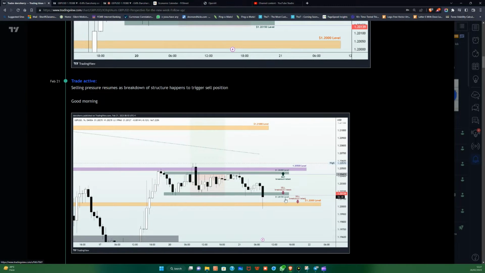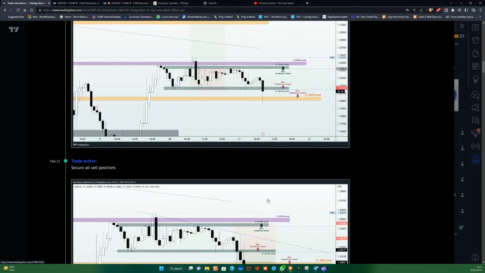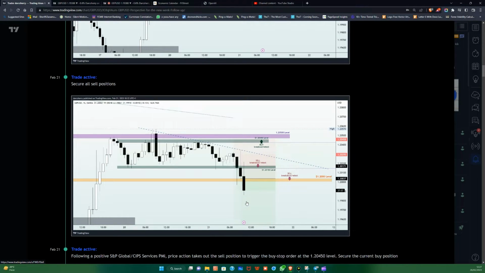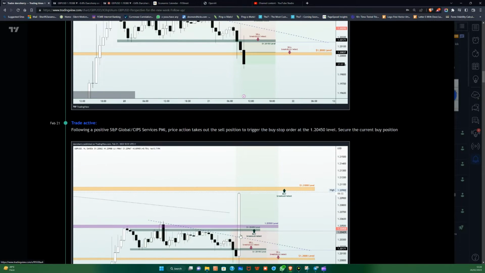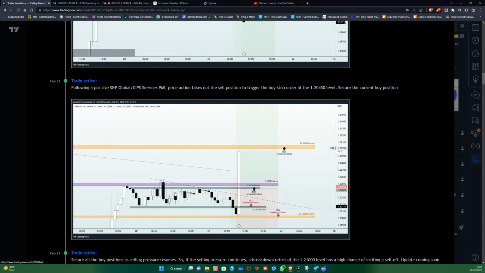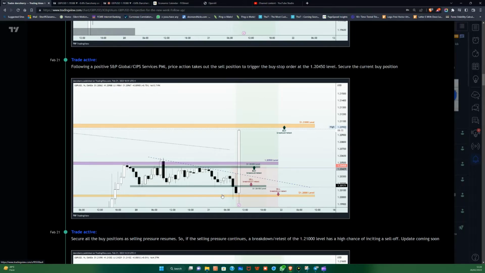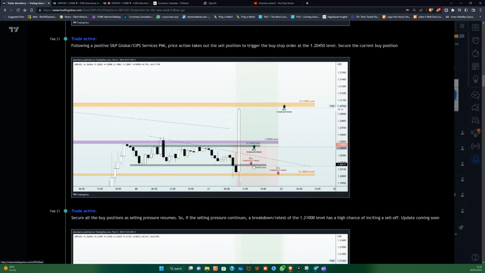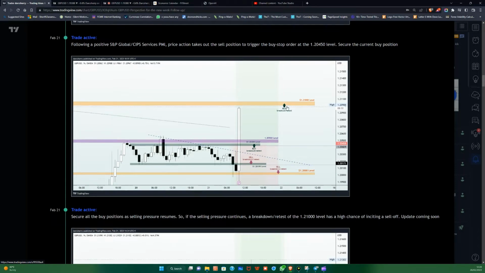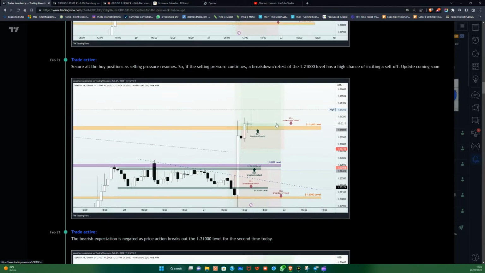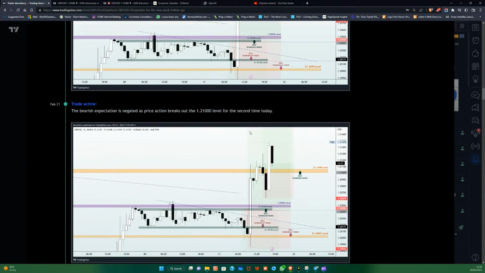So the breakdown of the 1.20150 level triggered a sell position, but unfortunately for the sellers, we saw a situation where price took us out of all sell positions and at the same time triggered our buy stop order, which was sitting above the 1.20450 level, to trigger a buy position. Then we anticipated another opportunity to add more position above the 1.21, which actually happened, and we rode the move all the way up.